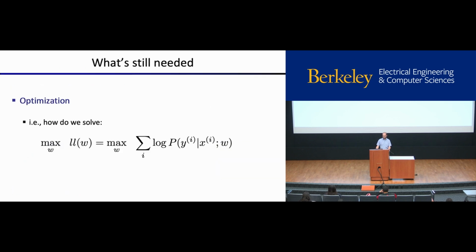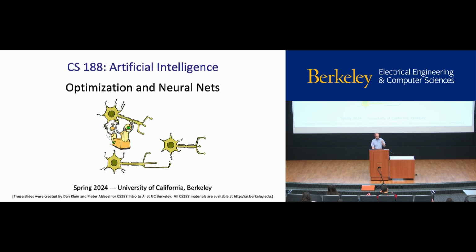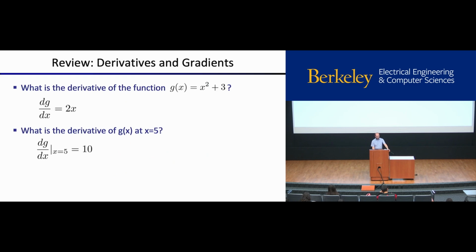Okay. So what's still needed, as I just alluded to, and which we began to talk about at the end of last time, is how do we find this W that maximizes this pretty elaborate expression? Okay, so now we're on to optimization in neural nets. We reviewed this last time, not going to review it again.